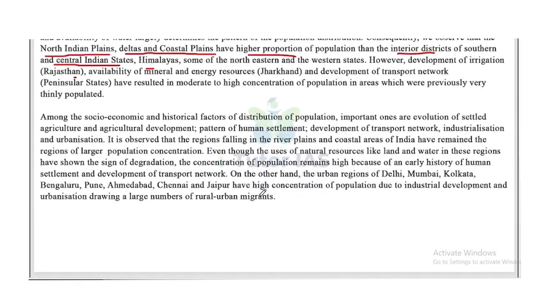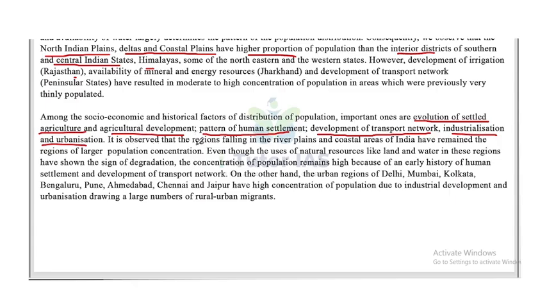Among the socio-economic and historical factors of distribution of population, important ones are evolution of settled agriculture and agriculture development, then pattern of human settlement, development of transport network, industrialization and urbanization. So first is the evolution of settled agriculture, then agriculture development, then patterns of human settlement, development of transport network, industrialization and urbanization.